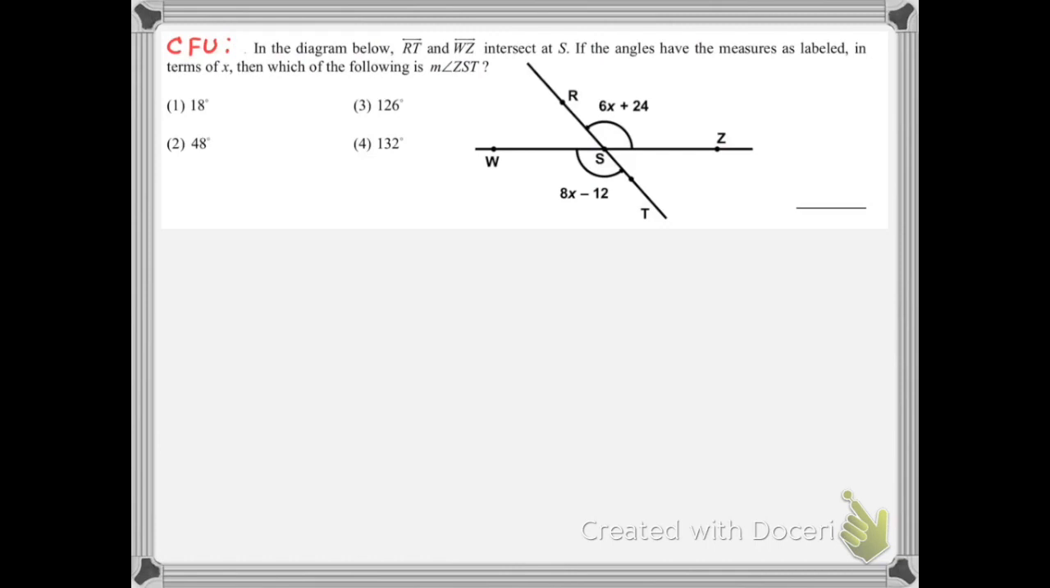So let's look at our check for understanding now. In the diagram below, line RT and line WZ intersect at S. That's just describing the diagram. If the angles have the same measure as labeled, because they are vertical angles, so they have to measure the same, then what is the measure of angle ZST? So if those 2 angles measure exactly the same, how will you find the measure of one of those angles?